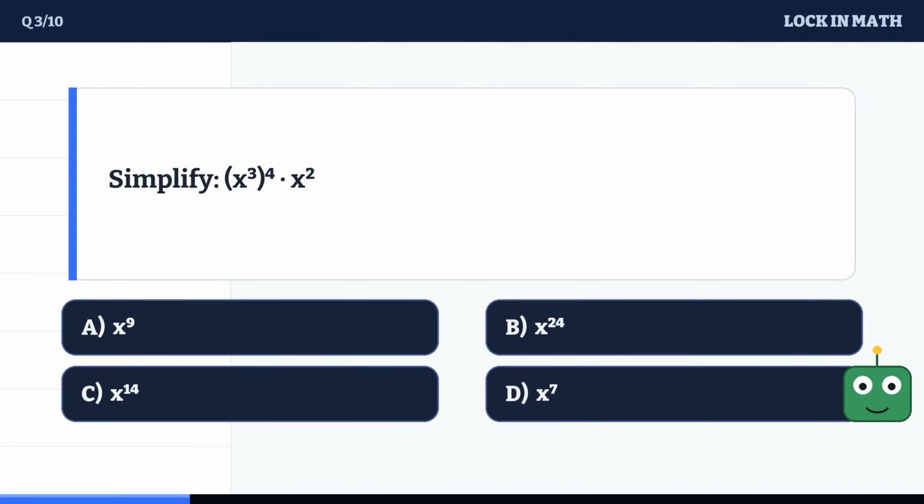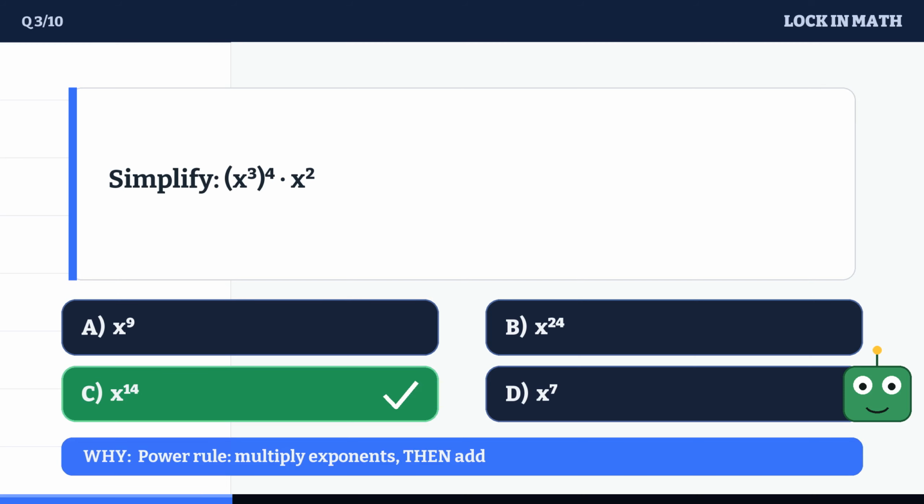Simplify x cubed, raised to the 4th power, times x squared. X to the 14th. Power to a power means multiply. 3 times 4 is 12. Then multiplying same bases means add. 12 plus 2. The classic error adds when it should multiply and lands on x to the 9th.